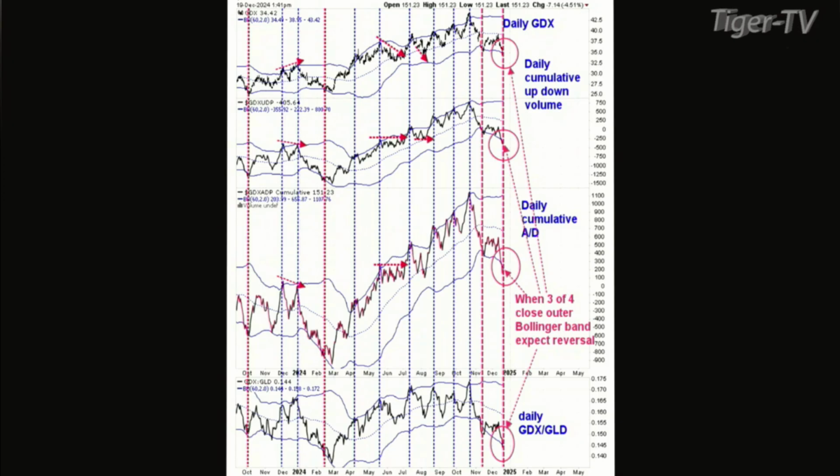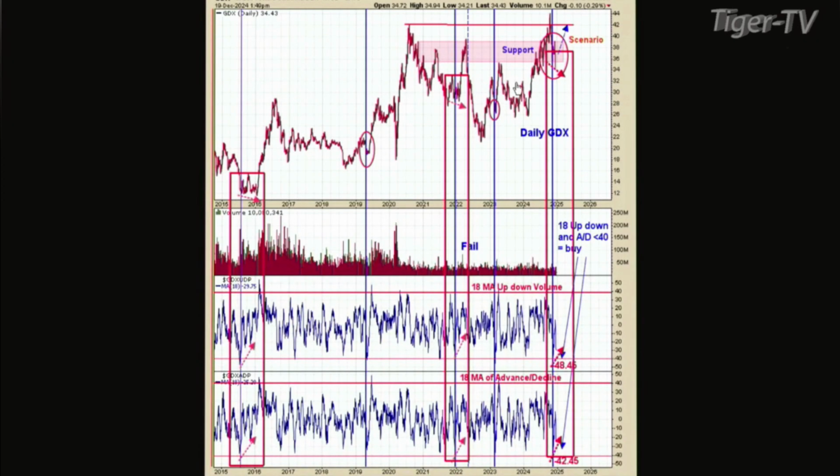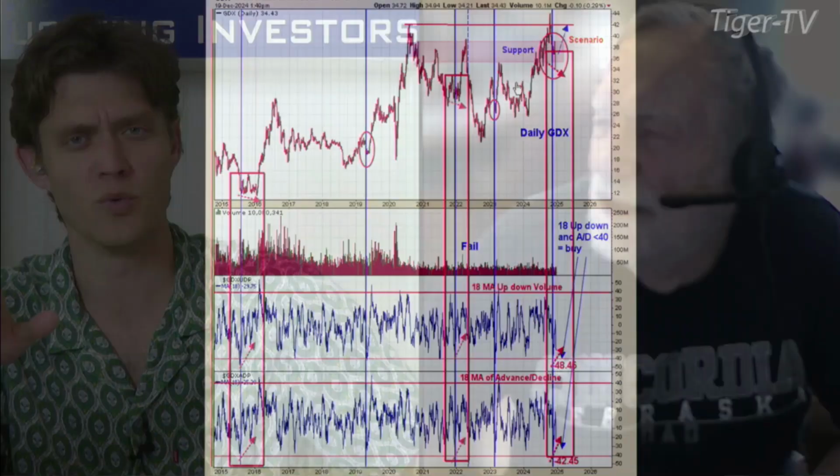And if you go to chart 7, back on November 15th, we had the 18-day average up-down volume and advance-decline indicators. Both of them hit below minus 40 back on November 15th. And we actually broke below that November 15th low on GDX. I listed the times squared in red boxes where they made higher lows.